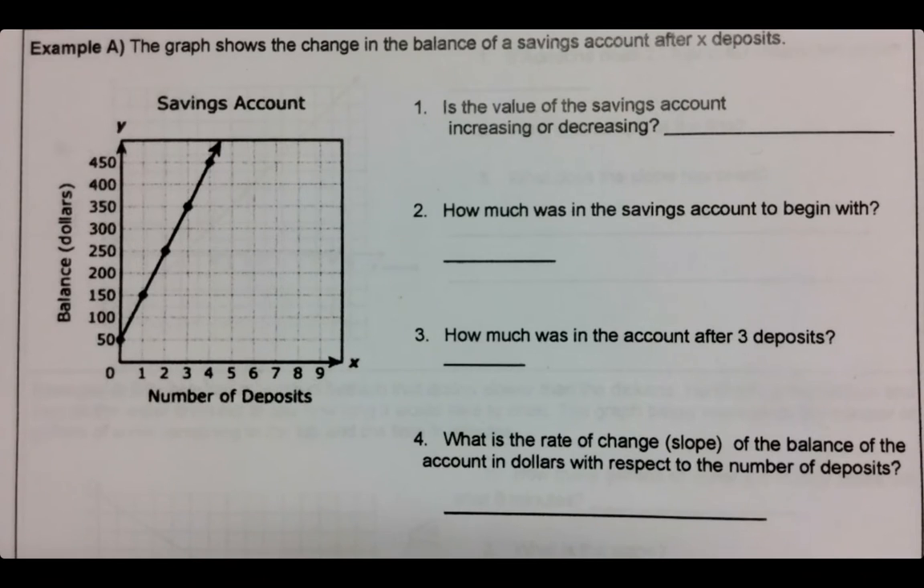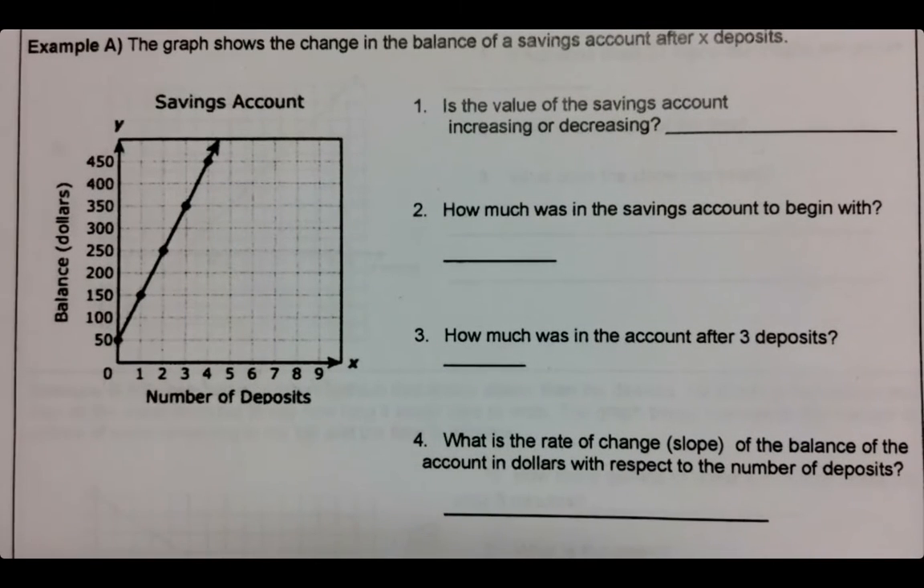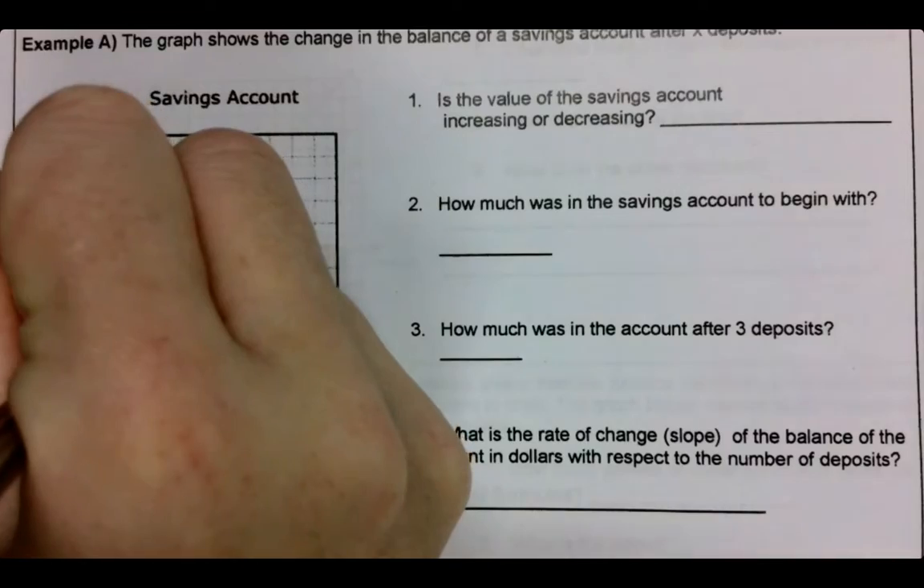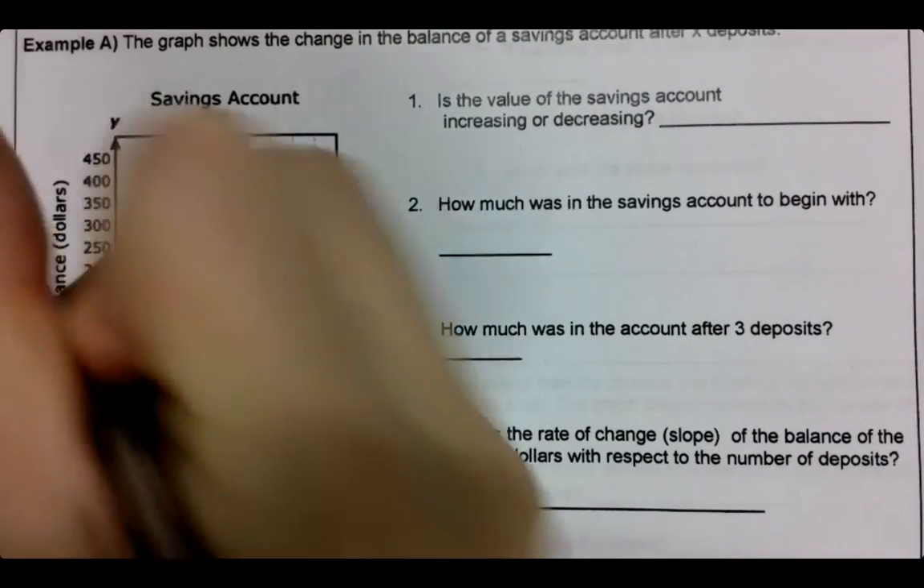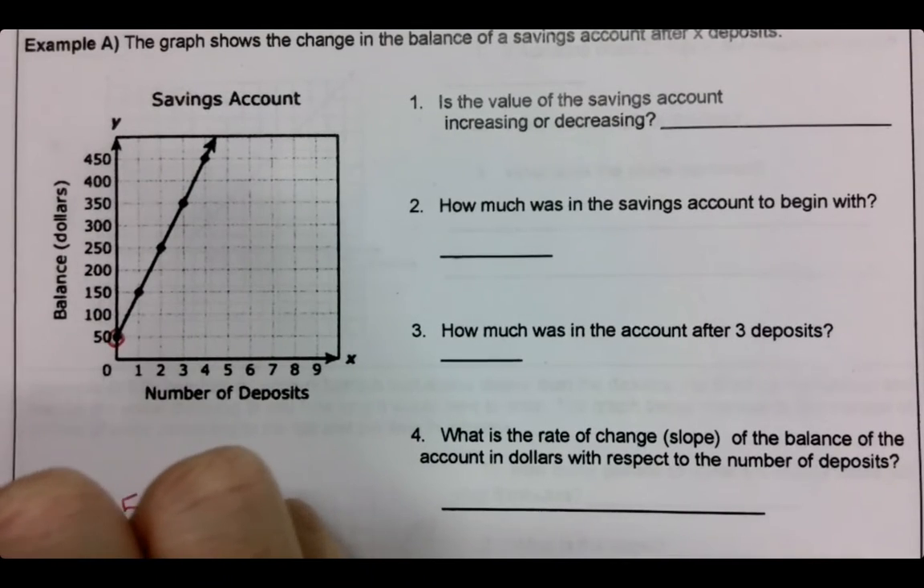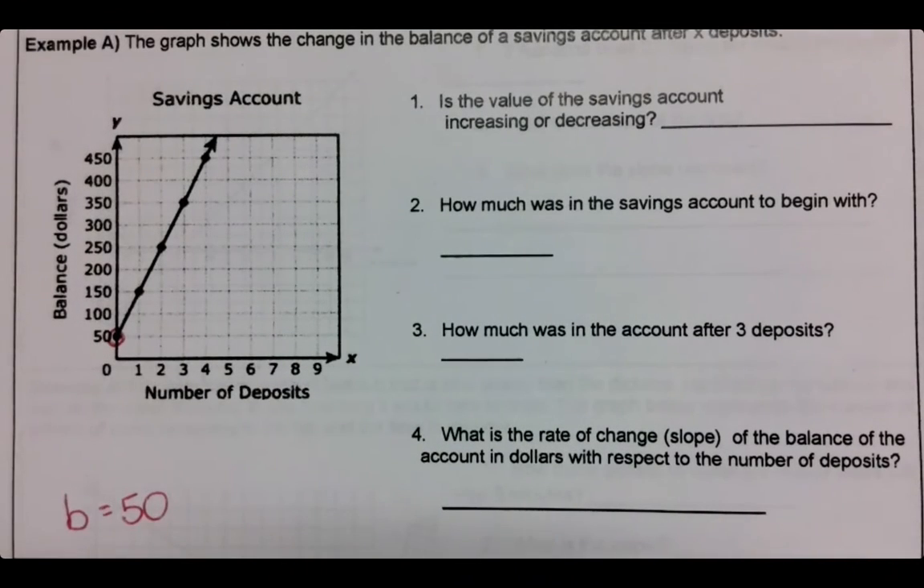So if we look here, let's start with the easy thing. Where does the graph touch the y-axis? Right here. So that means that our B is 50.